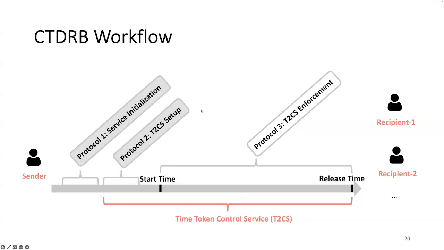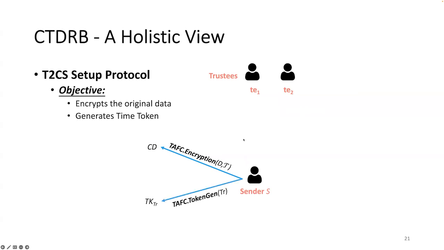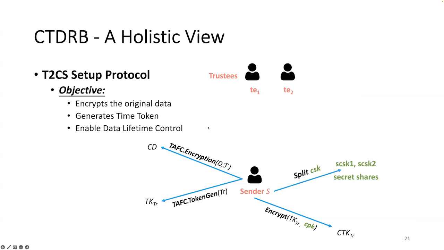We next start the design of the time token control service. The first protocol, called the T2CS setup protocol, has the following objectives. First, the sender will encrypt the original data by adopting the encryption scheme with a specified access structure. Here, the sender will adopt the token generation algorithm to generate a time token corresponding to a prescribed release time. Then he will provision the data lifetime control as follows. The sender first generates a public and private key pair and adopts the public key to encrypt the generated time token. He will further split the private key CSK into multiple shares. Finally, the sender will privately transmit the secret shares to the selected trustees.